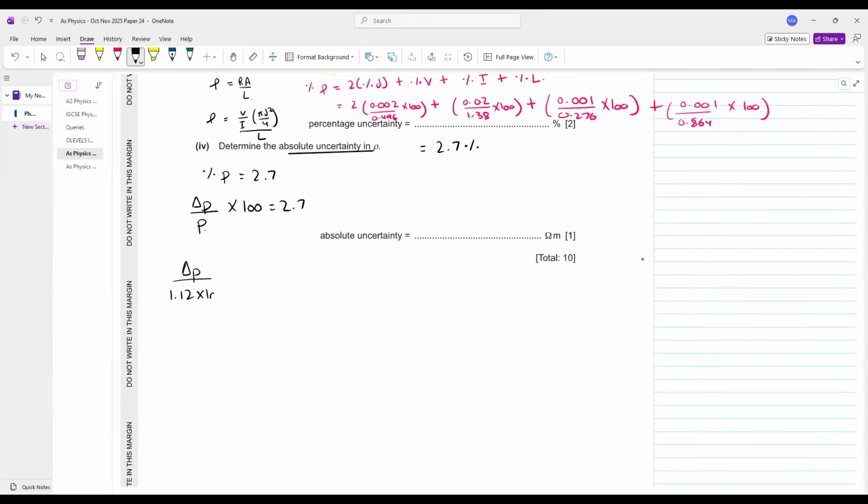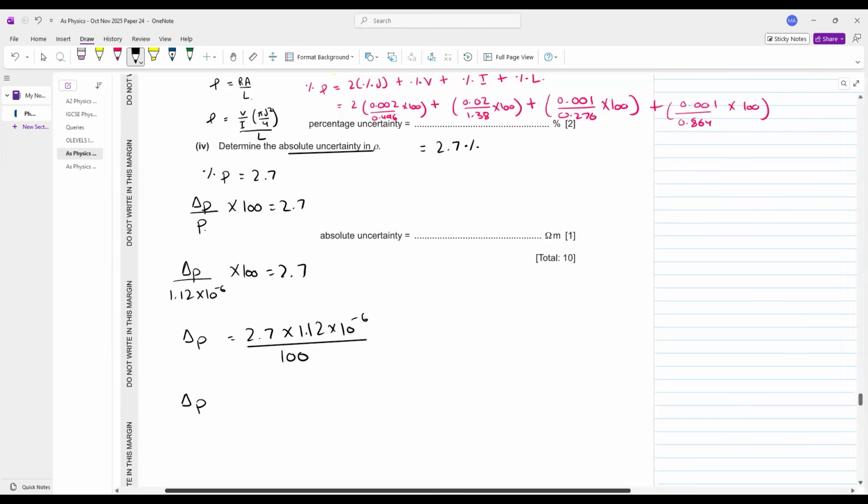1.12 × 10^-6 × 100 equals 2.7. Can you calculate the absolute uncertainty in resistivity? Yes: 2.7 × 1.12 × 10^-6 divided by 100. This comes out to be 3 × 10^-8.